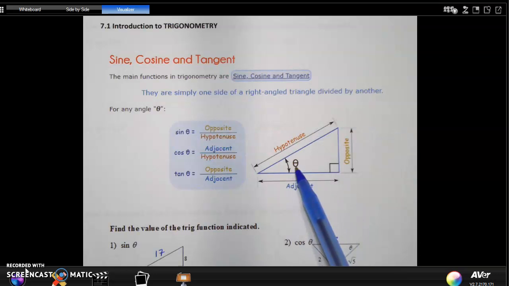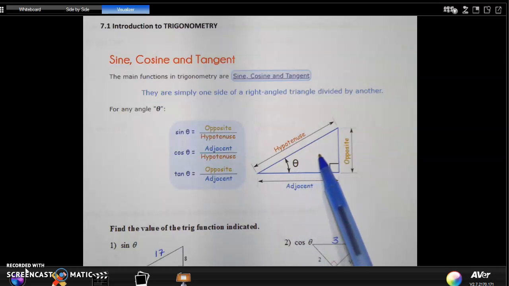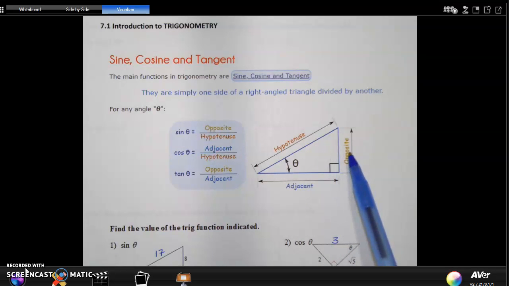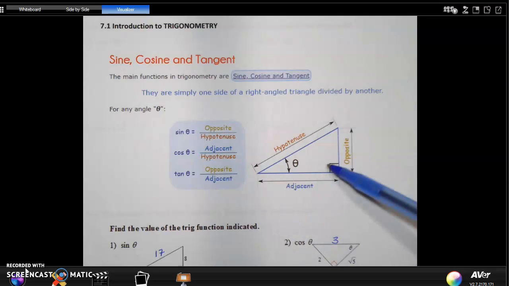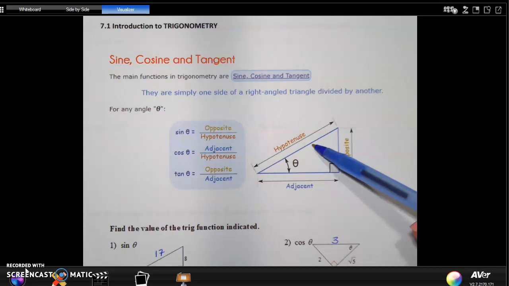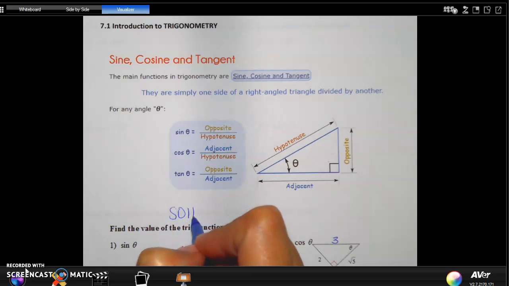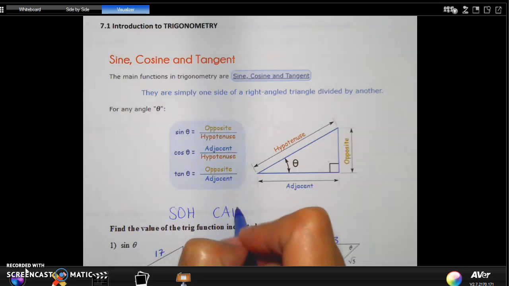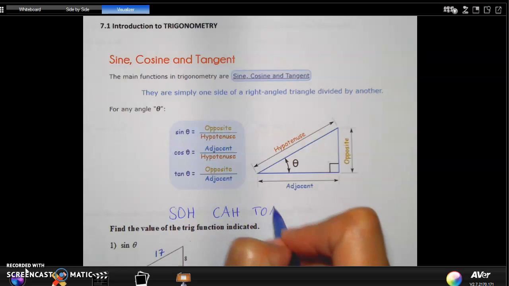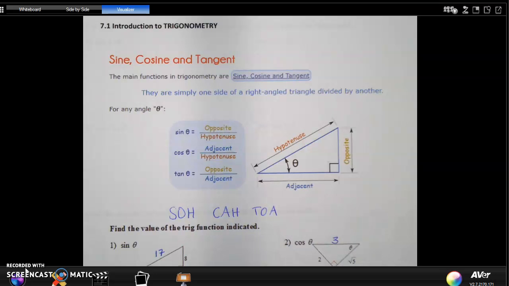So again, you take a look at where your angle is located. You walk directly away from that angle towards the side that you can see, and that's the opposite side. The side next to the angle is called adjacent, and always the side across from the right angle is the hypotenuse. So we have a mnemonic to help us remember what the relationships are, which you probably saw in geometry class at one point or another.